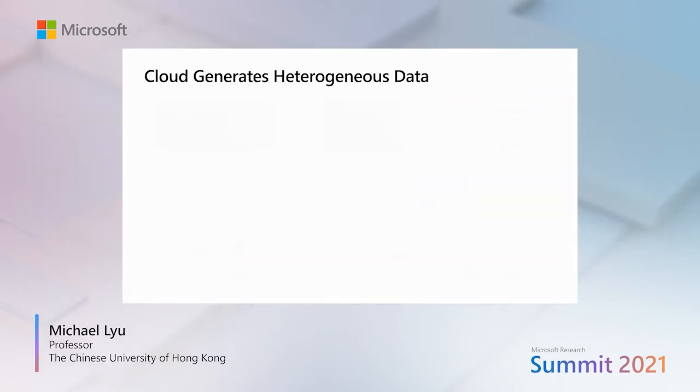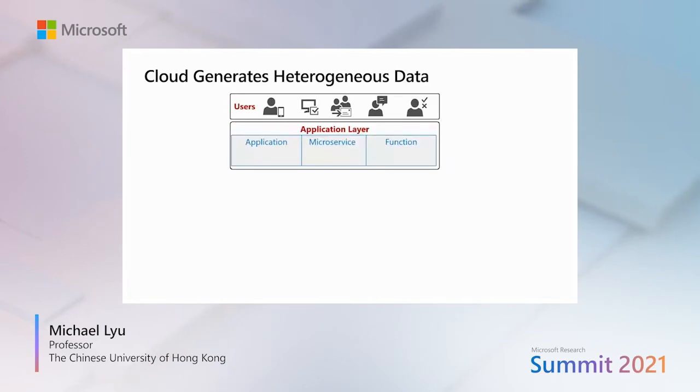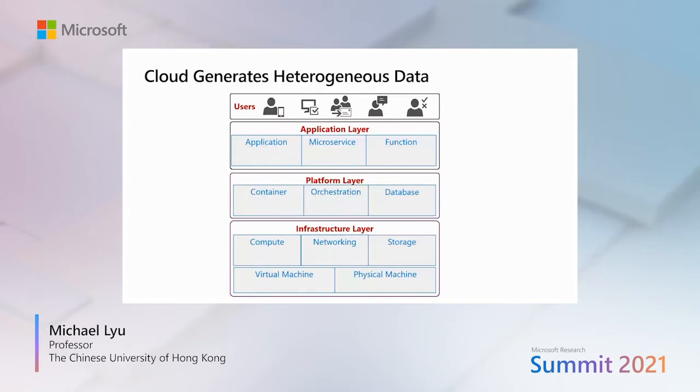To serve various users, cloud providers provide the flexible infrastructure containing 3 major layers, which generates heterogeneous data. The infrastructure includes application layer, platform layer, and finally the infrastructure layer.